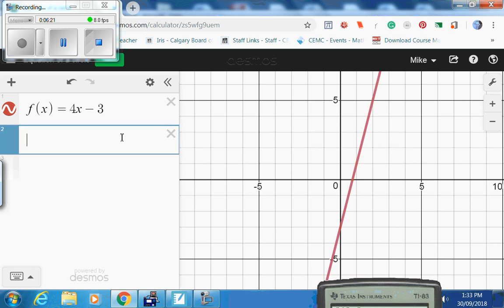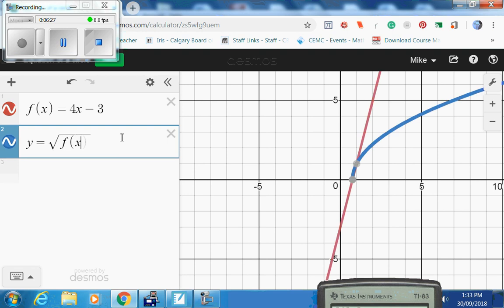Now what I'm going to do is set up y equals square root of f of x. Now remember, what that's doing is it's doing the square root of the y value. So here's those points. We could see 0.75 comma 0, 1 comma 1. Again, there was that 0.8.